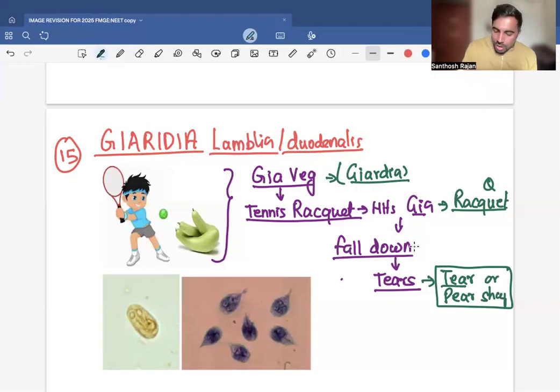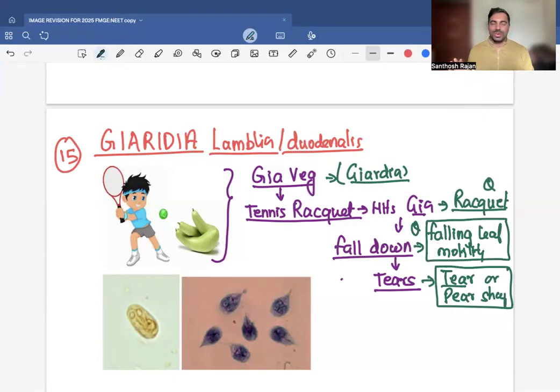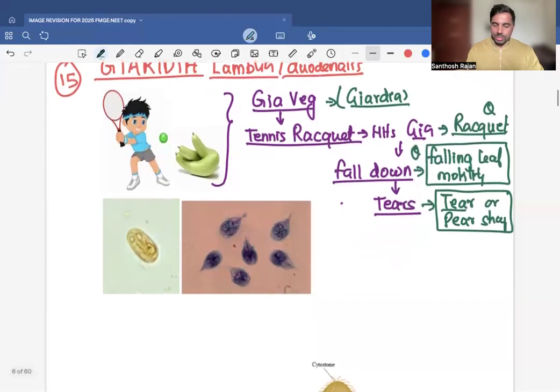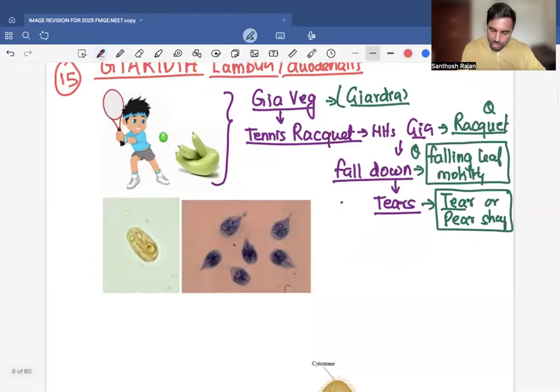Very simple. Falling down is a repeatedly asked question: falling leaf motility. Very important. Everything is a golden point. One question, sure, you're going to get from this point. No doubt in it. So this is how it looks when you see the picture. They give it to you like this, and you see it very clearly.